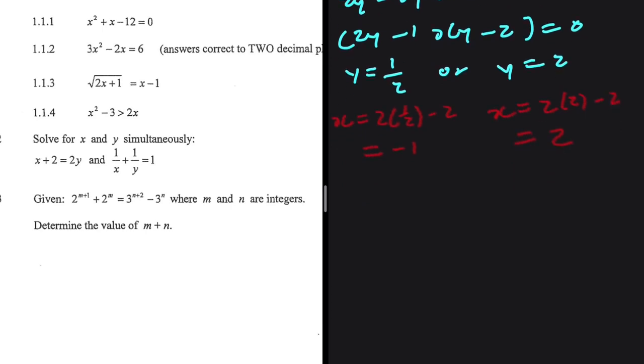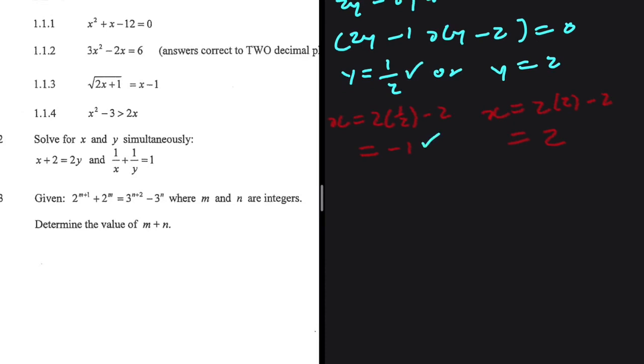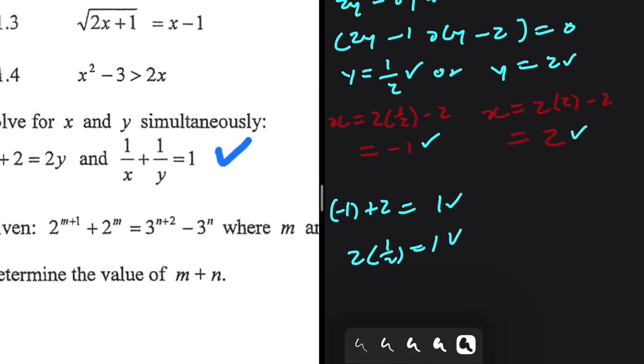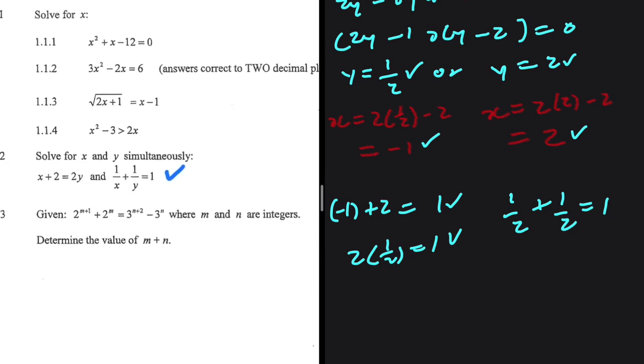Well, let's play around with those values and see if they check out. y is equal to a half and x is equal to minus 1. We're going to have minus 1 plus 2. This is obviously 1. And then 2 multiplied by a half is also equal to 1. So our equation is satisfied when you use those two values. Let's now check when y is equal to 2 and x is equal to 2. Let's use the other equation. When that is the case, we're going to have 1 divided by 2 plus 1 divided by 2, which is 1, which is equal to 1, like we are supposed to show. So that checks out. Let's go ahead and do 1.3.